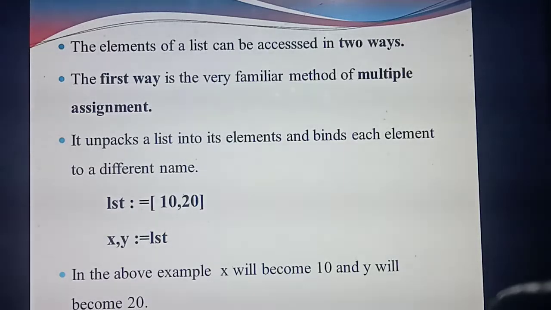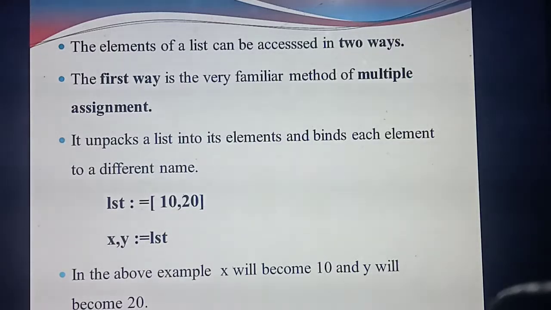First, it should unpack the list. That means it will not arrange, but first it will unpack a list. Next, it will bind, or give, each and every element a different name. Understood the 2 points? See the example.